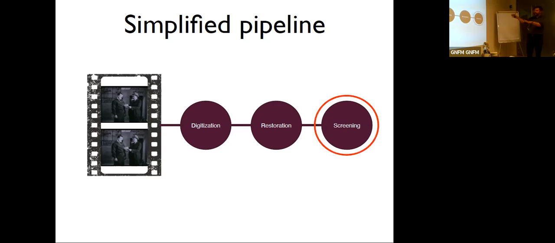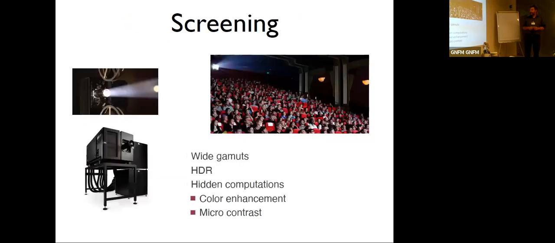Then screening. I leave the central part for the last topic. Screening: we're supposed to restore the movie and then screen the movie, but of course we can also screen a very modern, actual movie, hopefully, due to these changes in the cinema market. But now there are a lot of new things like wide gamuts, HDR, but every projector, like every camera, has a lot of hidden computation. So the producer will never tell you what starts in the beginning and what arrives on the screen. There are two different things.